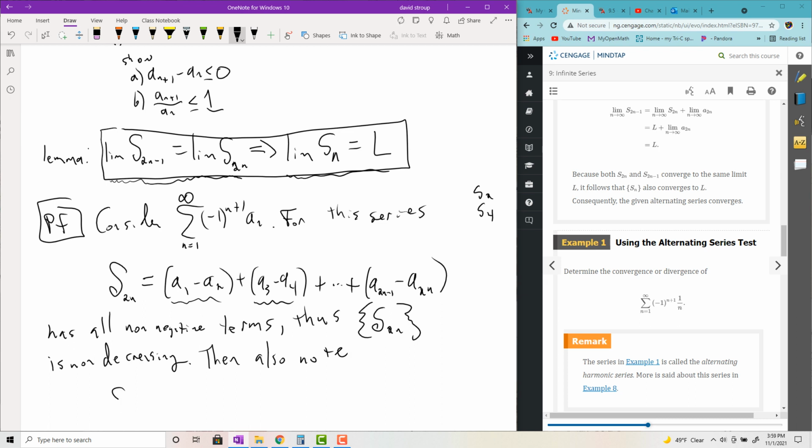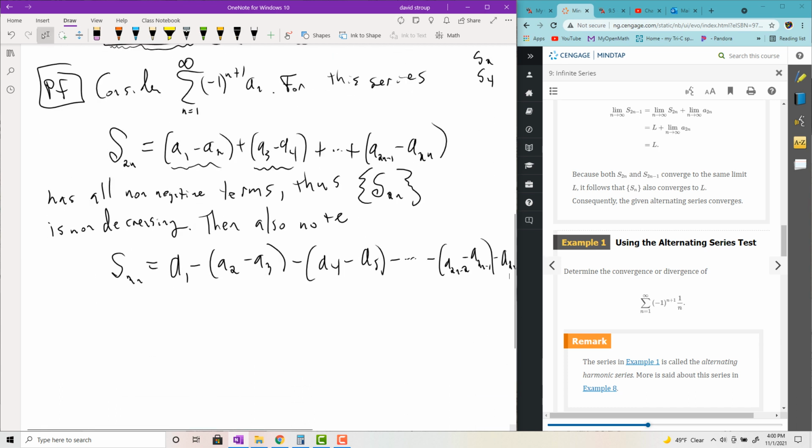another way you can rewrite it. S sub 2n can be rewritten as a sub 1 minus a sub 2 minus a sub 3 minus a sub 4 minus a sub 5 minus dot dot dot minus a sub 2n minus 2 minus a sub 2n minus 1 minus a sub 2n. What does this say? This means that s sub 2n is bounded above by a sub 1.